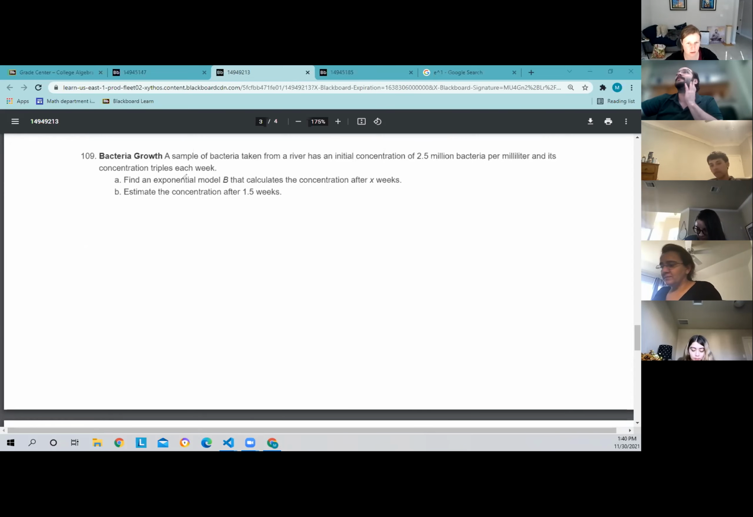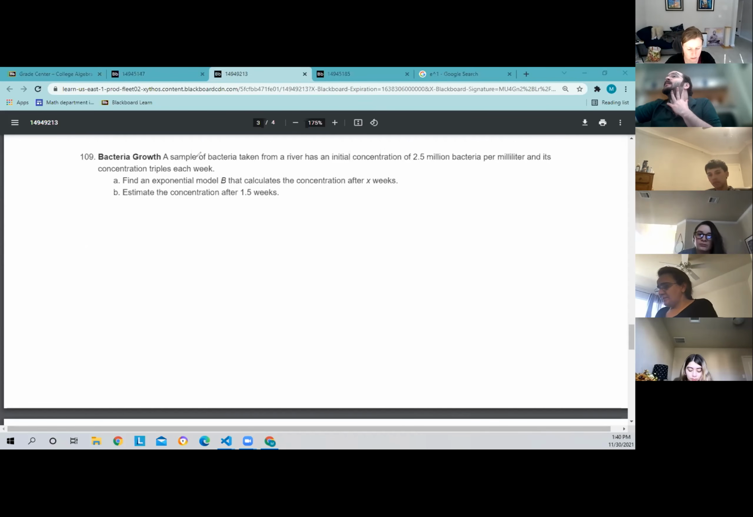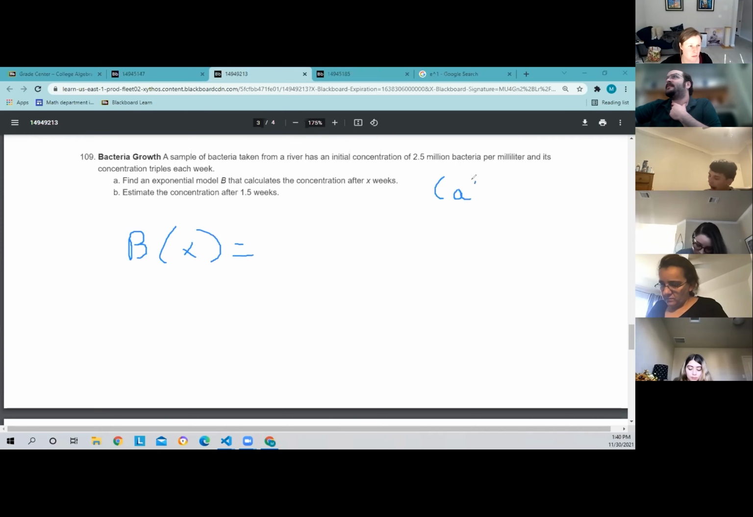All right, so if I want to find bacterial growth, we talked a little bit about this, but C is my starting amount. A is the amount it increases or decreases, the rate of increase or decrease is my A. C is the starting amount. So find an exponential model B that calculates the concentration after X weeks. So I think they're saying maybe instead of Y, I want to do a B of X variable. And so I want to do B of X equals C, A to the X, right? Is the sort of way this thing should look.